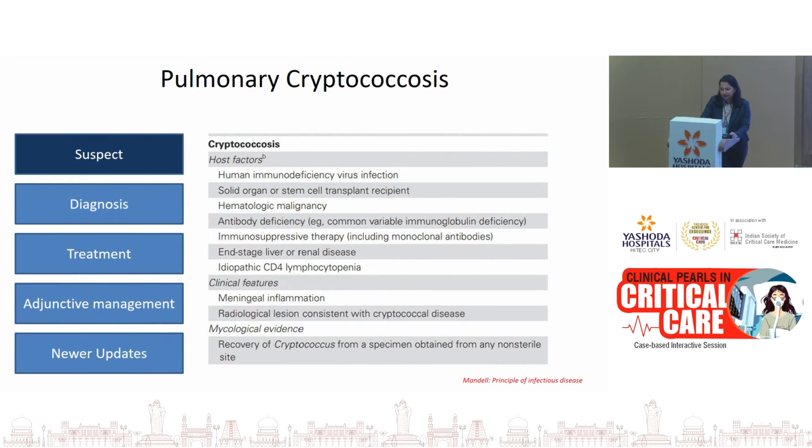These are the various risk factors which predispose the patient to pulmonary cryptococcosis. The host factors include HIV, solid organ or stem cell transplant patients, hematological malignancy patients, patients on immunosuppressive therapy, and end-stage liver disease. The clinical features are usually CNS cryptococcosis with meningeal inflammation and radiological signs consistent with cryptococcal disease, and mycological evidence, either on microscopy, culture, or cryptococcal antigen, is essential.